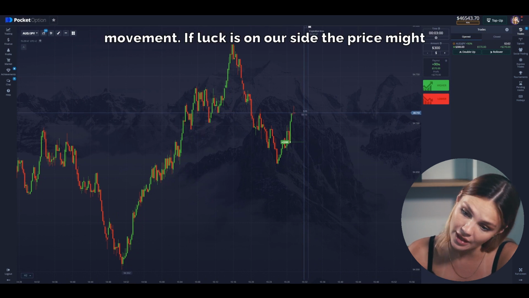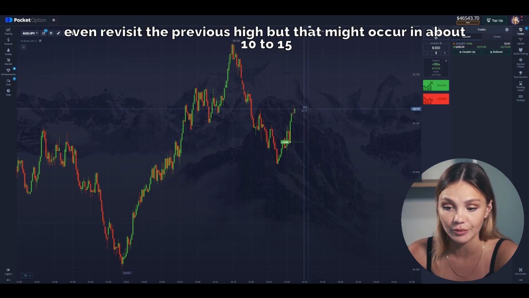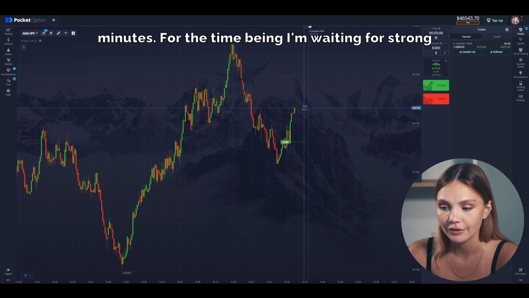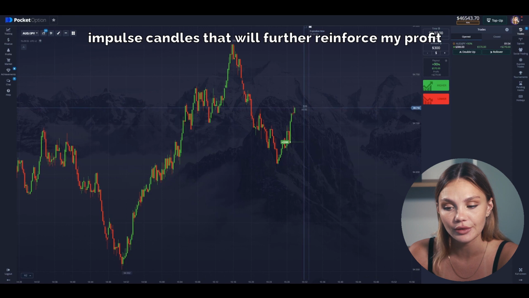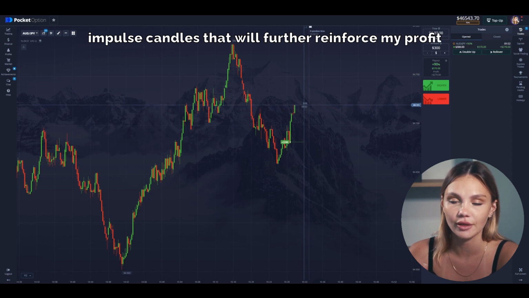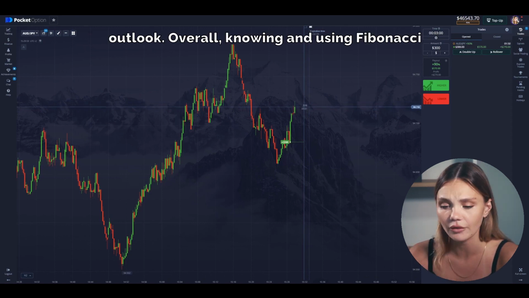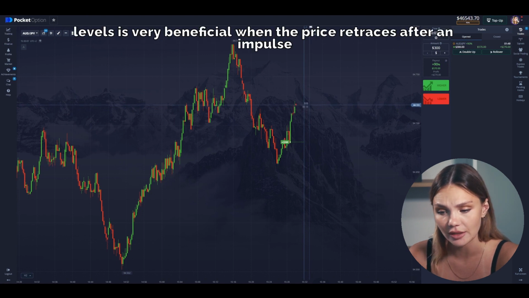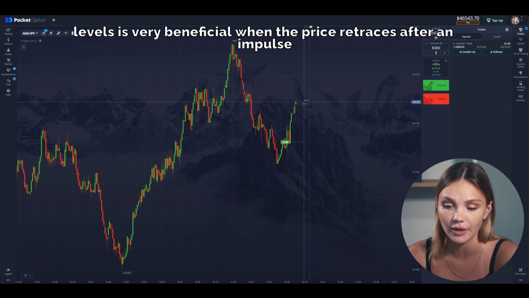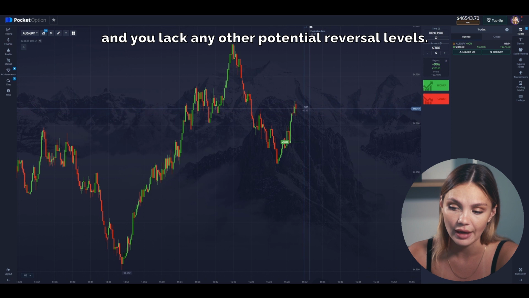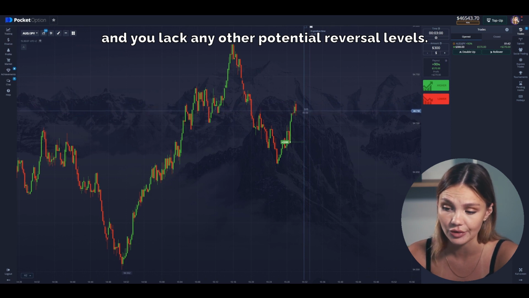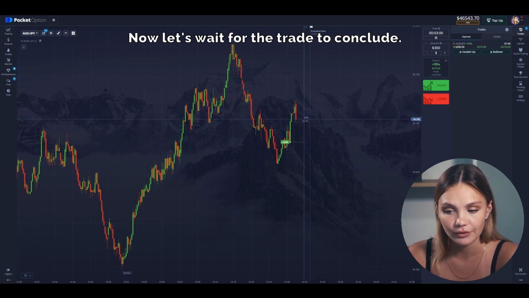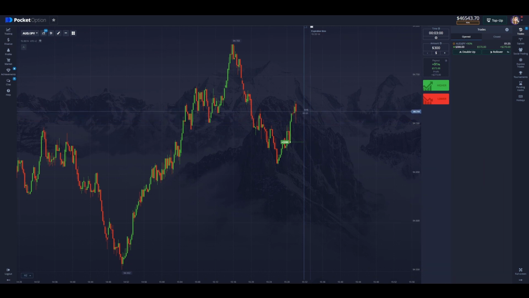If luck is on our side, the price might even revisit the previous high, but that might occur in about 10 to 15 minutes. For the time being, I'm waiting for strong impulse candles that will further reinforce my profit outlook. Overall, knowing and using Fibonacci levels is very beneficial when the price retraces after an impulse and you lack any other potential reversal levels. Now let's wait for the trade to conclude.